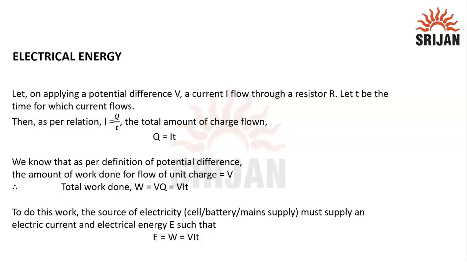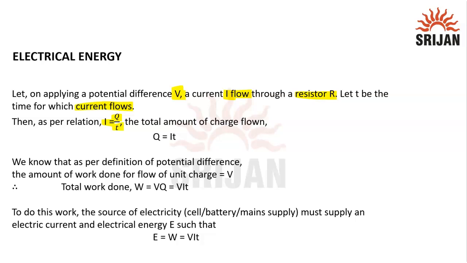In this video, we will learn about electrical energy. Let us apply a potential difference V, so a current I flows through a resistor R. Let T be the time for which the current flows. Now we know that I is equal to Q upon T, which is the rate of flow of charge.